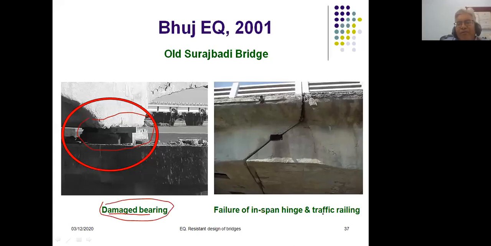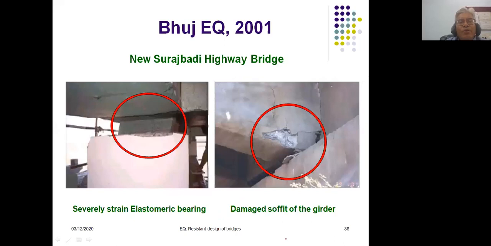This is the failure of in-span hinges. Of course, in balanced cantilever construction methods, such hinges are provided. So failure of in-span hinges would be there. New Surajbadi bridge is very near, adjacent to the old Surajbadi bridge. The new Surajbadi bridge was made, of course, with many earthquake resistant features, and that would save the new Surajbadi bridge, so that you can see.